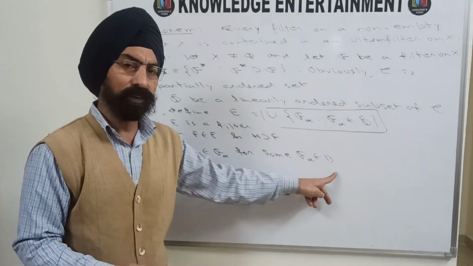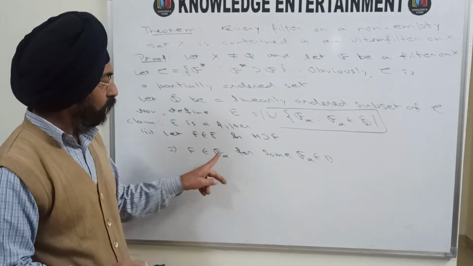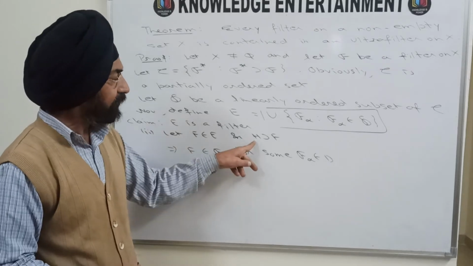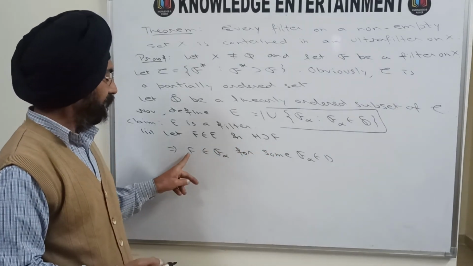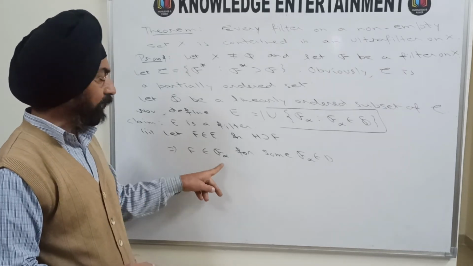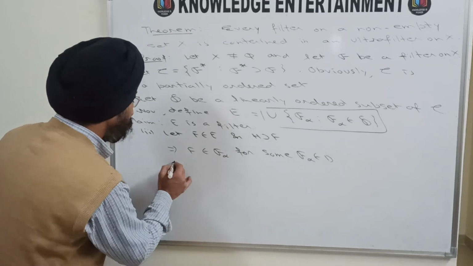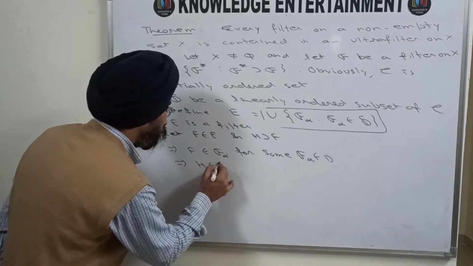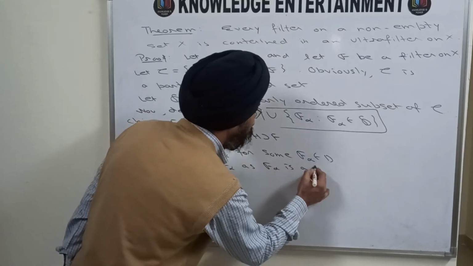F alpha is a member of D and all the members of D are filters, so that means F alpha is a filter. So F belongs to this filter and H is a superset of F. So definitely if F alpha is a filter, then if you take any member of the filter, all the supersets of that member must also be members of F alpha. So this means H belongs to F alpha as F alpha is a filter.